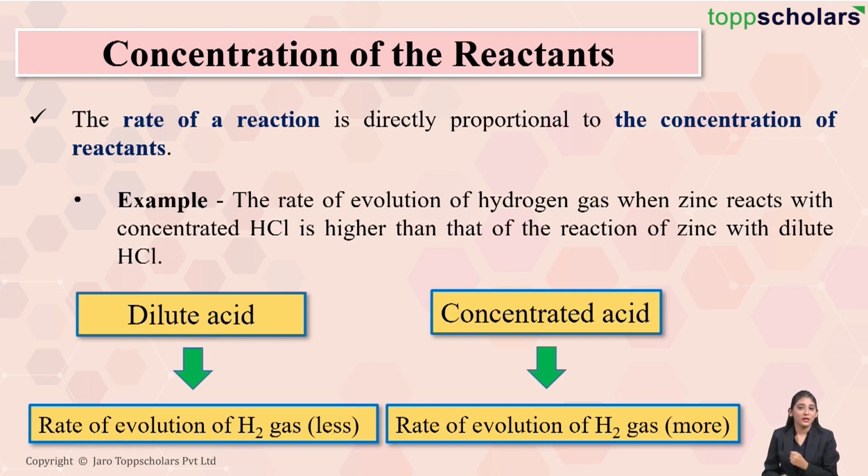So in this reaction, we can see that when dilute acid is used, it means that the concentration of the reactant is less, and so the rate of evolution of hydrogen gas is less. But when we use concentrated acid, it indicates that the concentration of the reactant is more, and so the rate at which hydrogen gas is evolved is more. So remember friends, rate of reaction is directly proportional to the concentration of the reactants.